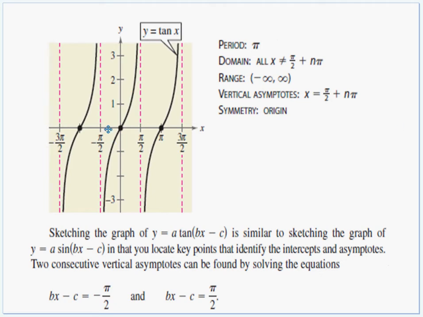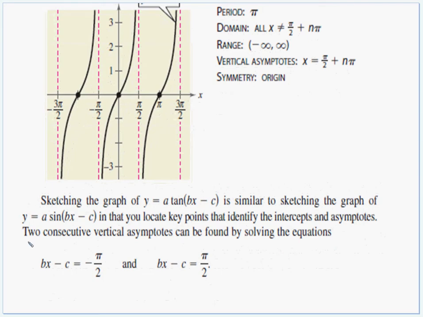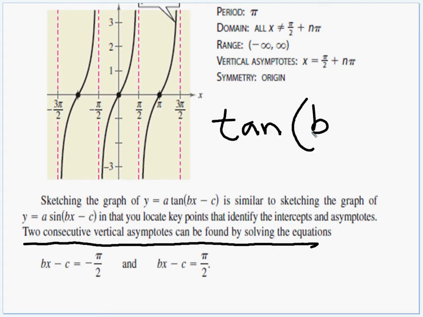Okay, now here's how the book says to find the first 2 asymptotes. It says 2 consecutive vertical asymptotes can be found by solving these equations. So remember, we've got the tan of b times x, and we could have plus or minus c in there. So if we take what's in the parenthesis, and set it equal to negative a half pi, and set the same thing equal to positive a half pi, we'll see where these first 2 asymptotes have been shifted to.